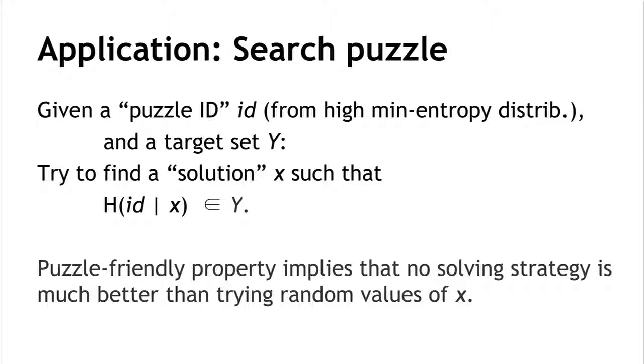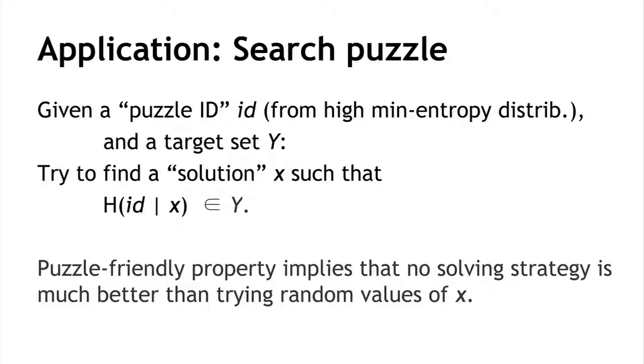To be more specific, the idea is that we're given a puzzle ID, which is chosen from some high min-entropy distribution, that is, some very spread out probability distribution, and we're given a target set y, which someone wants to make the hash function fall into. Then we want to try to find a solution x, so that if we hash the puzzle ID together with the solution x, we get a result that's in the set y. So y is a target range or set of hash results that we want, the ID specifies a particular puzzle, and x is a solution to the puzzle.